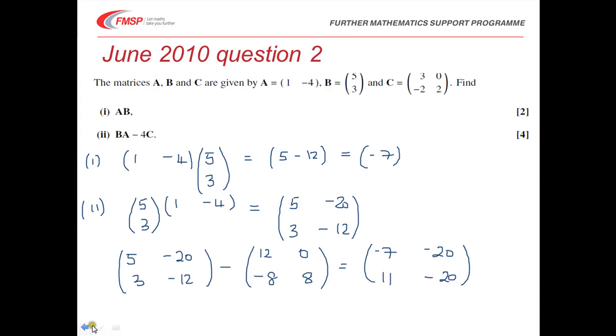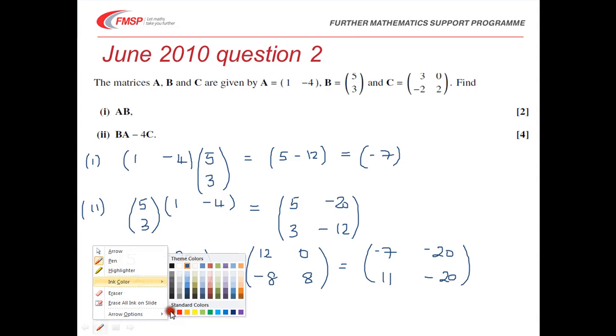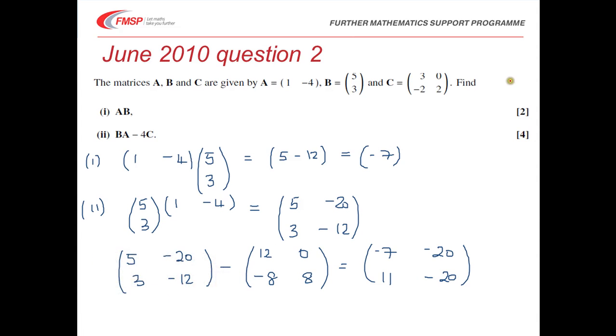So in terms of the marks for the question, there were 2 marks for the first part. There was 1 mark for seeing that there was a single value, and then 1 mark for getting it correct as a matrix. So there was 1 method mark and 1 accuracy mark. And then in the next one you had a method mark for seeing that BA was a 2 by 2 matrix, and an accuracy mark for getting it correct.